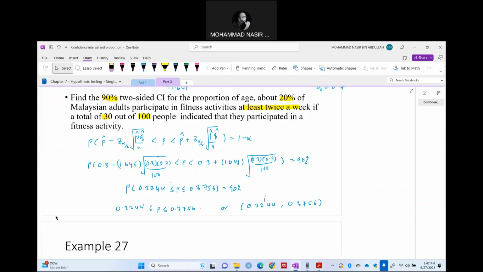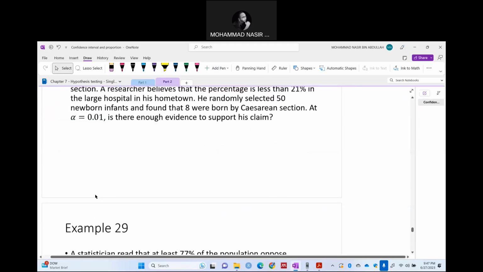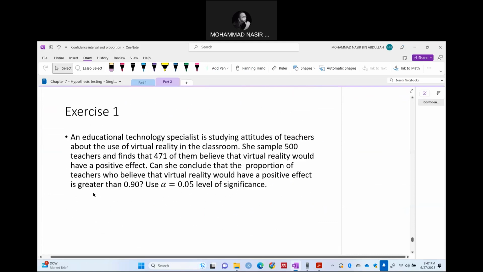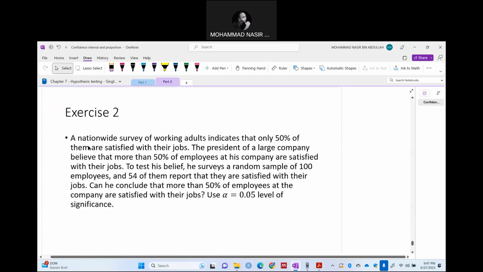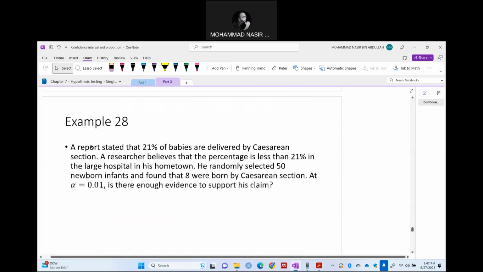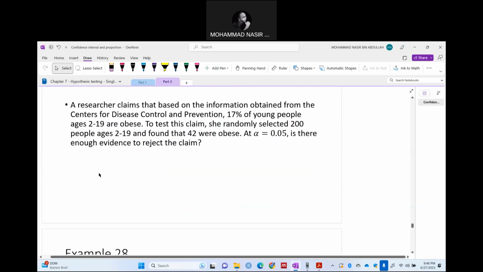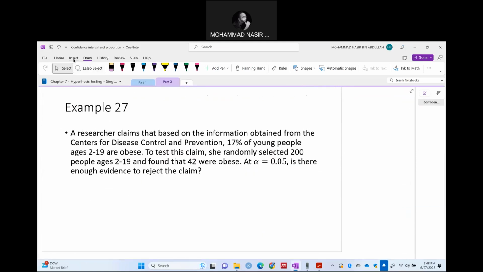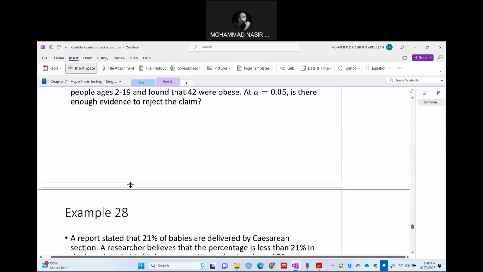Done? Sound okay? So I have examples number 27, 28, 29, 30, and I have some exercises for you. This is a compilation of Z tests for population mean and proportion. So let's look at the last example, example 27, and then the balance you can do by yourself.